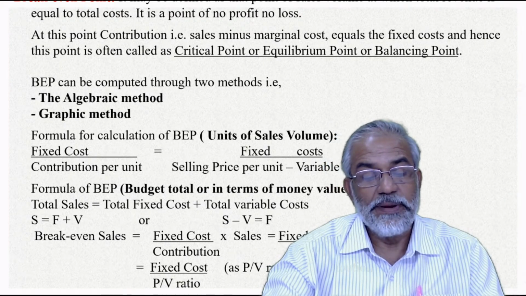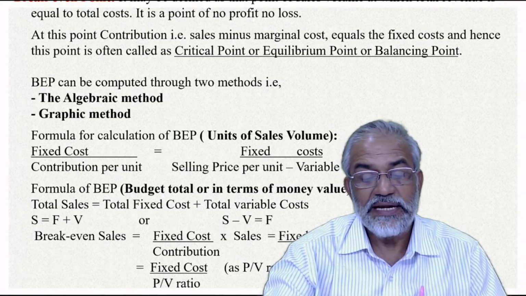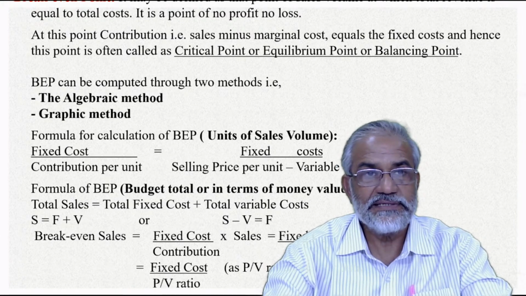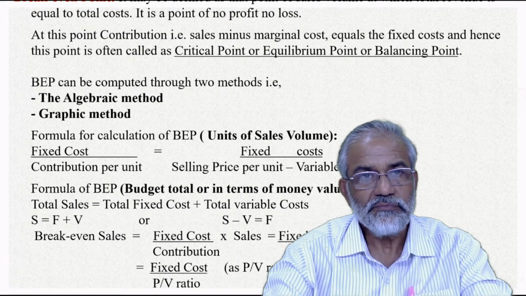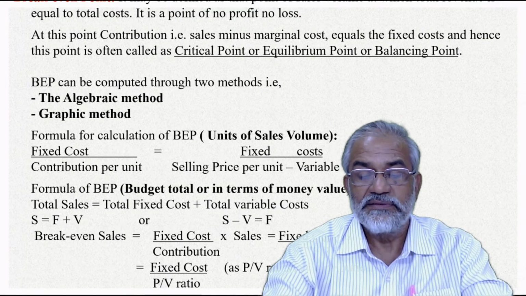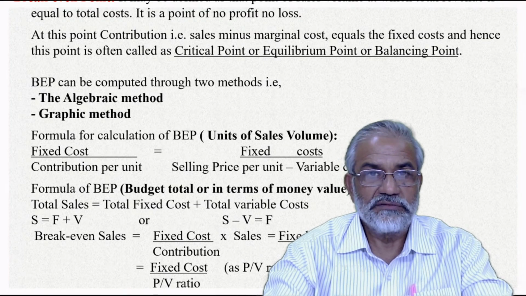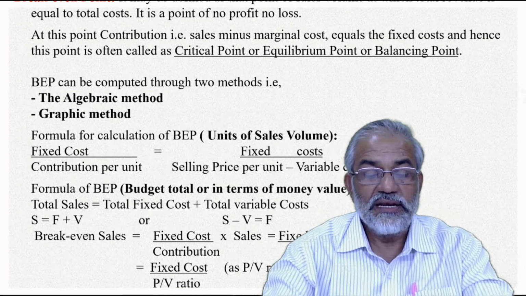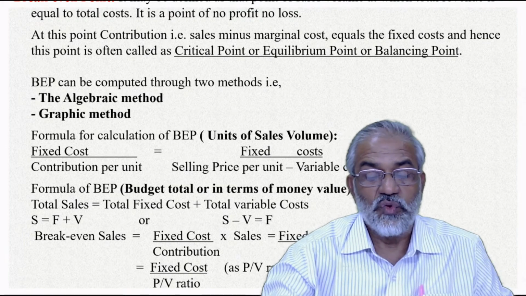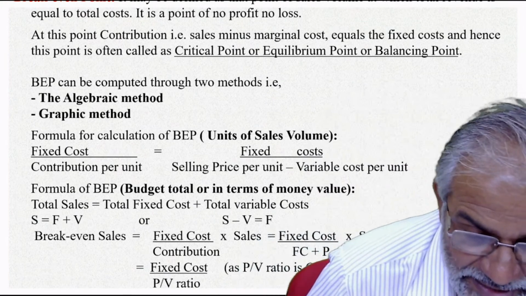The next step is break-even point. The break-even point, or BP, may be defined as the point of sales at which total revenue is equal to total cost. The total revenue must be equal to total cost, as a result of which there won't be any element of profit or loss in the hands of the organization.